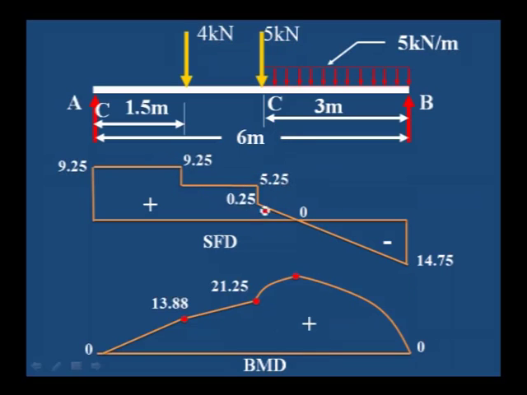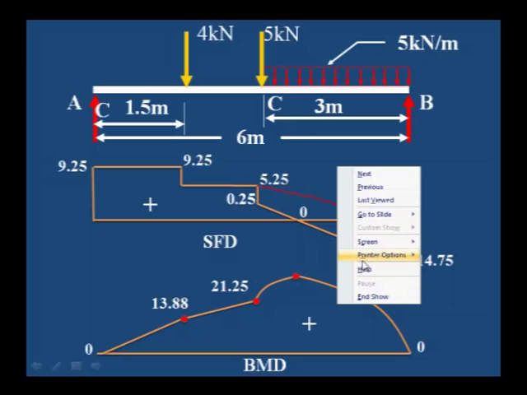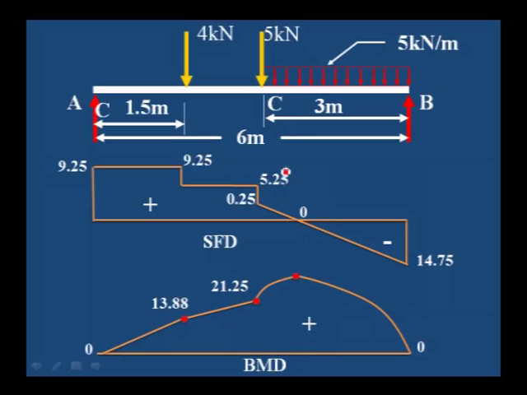Then here you should not join the point from here to here with a sloping line. It's a mistake. Because here a point load is acting, equal to that point load you have to give a drop equal to 5 kilonewton, that is 0.25 is the value. You have to mark the 0.25, then from that 0.25 to B end we have to draw an inclined line.